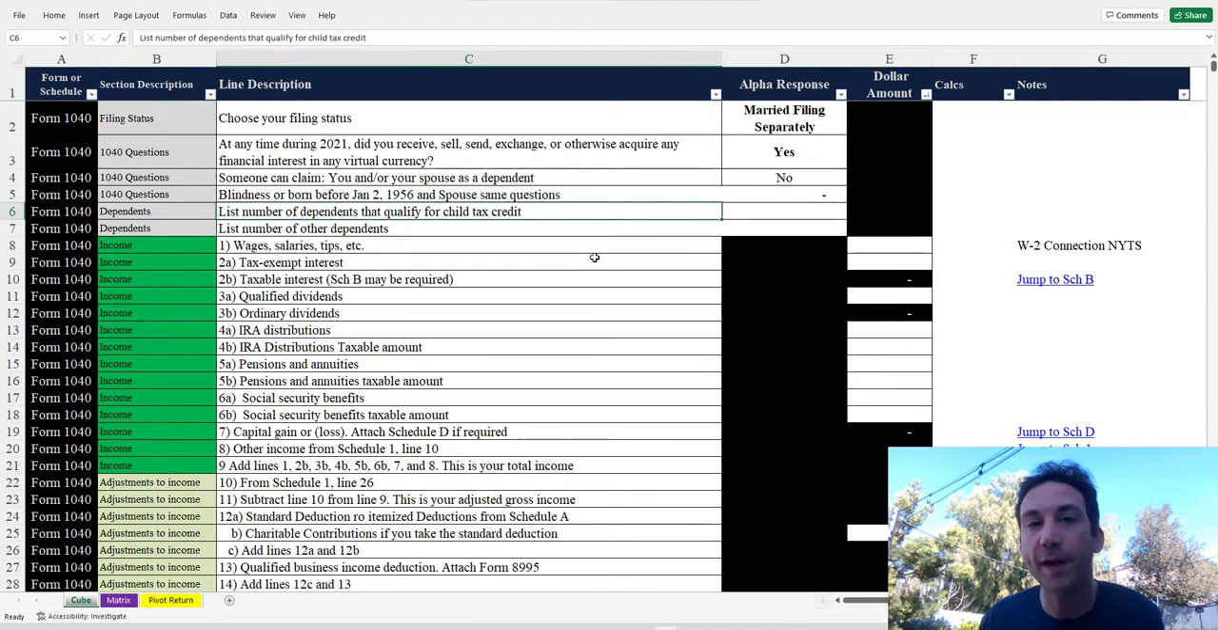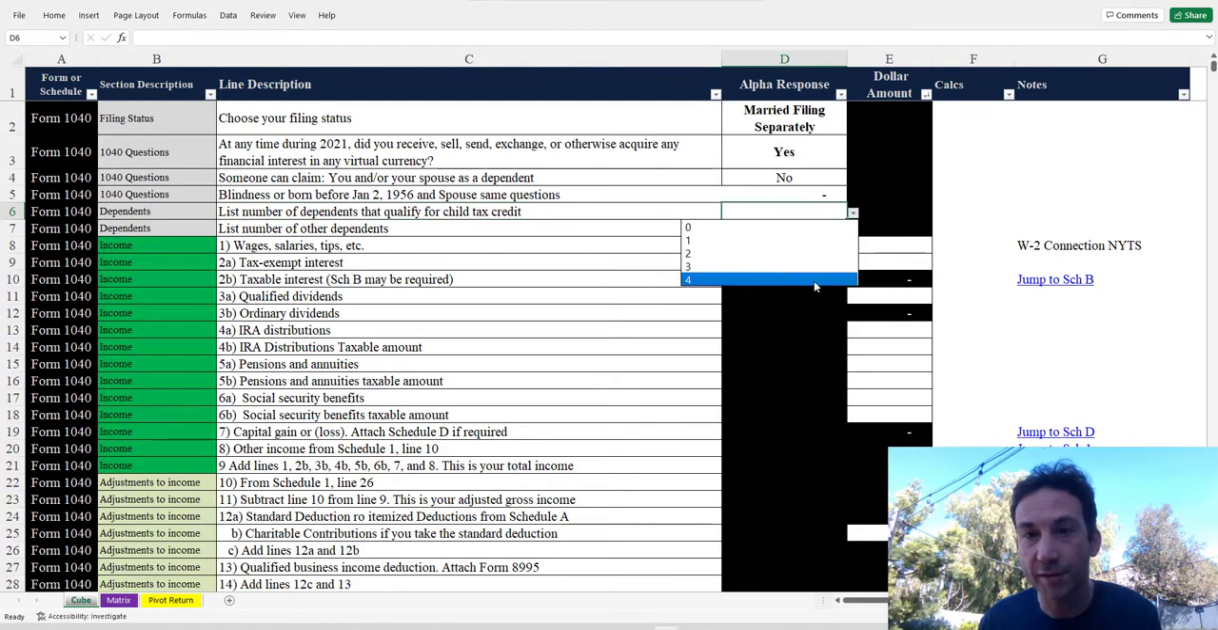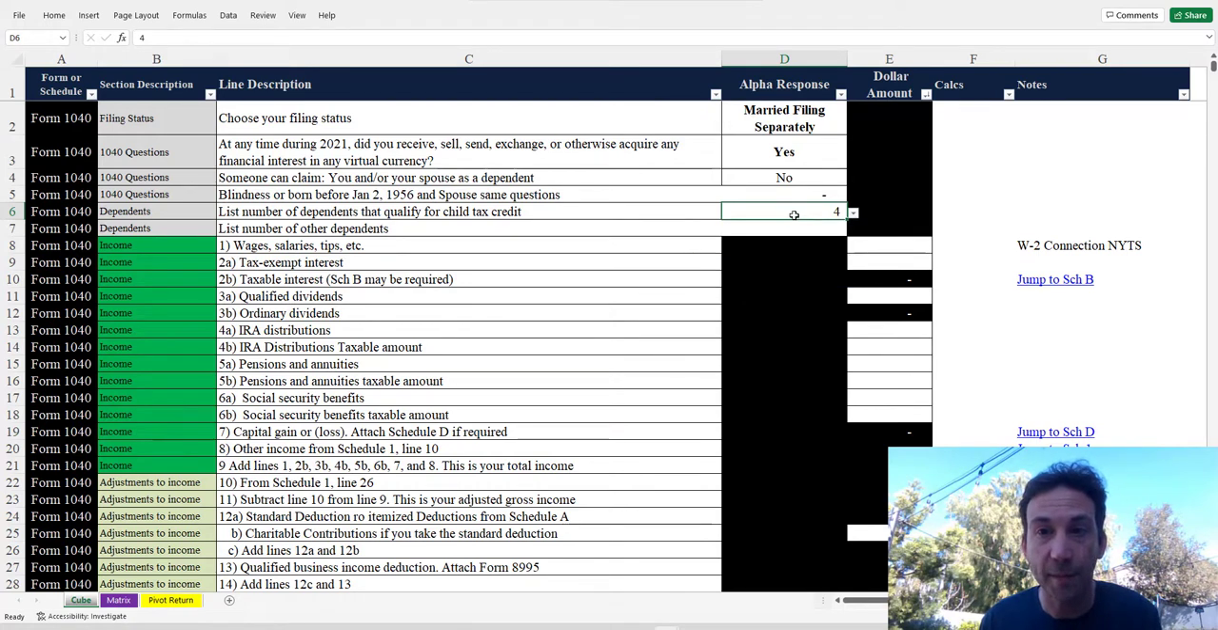Number of dependents that qualify for the child tax credit. Interesting question, right? Say you have a couple kids. Maybe you have a lot of kids. This kind of matters with your withholding, right? But whatever that number is, there. The number of other dependents.